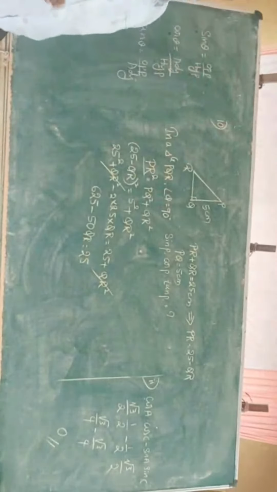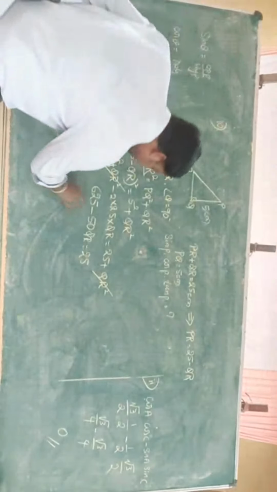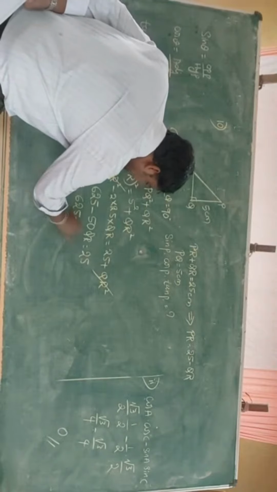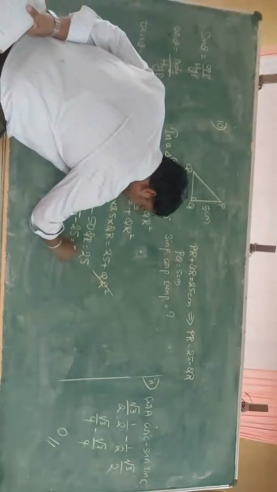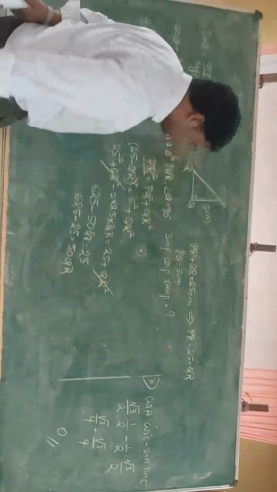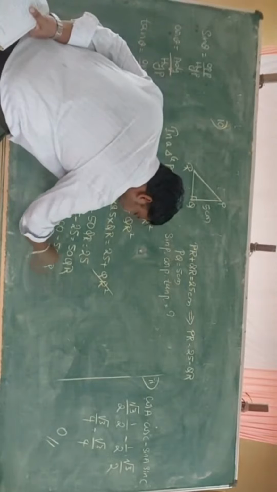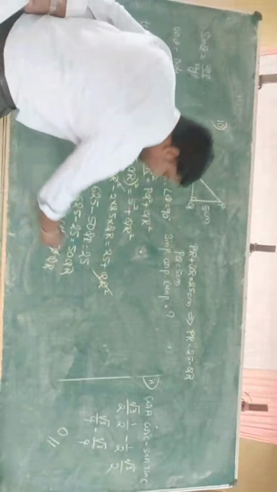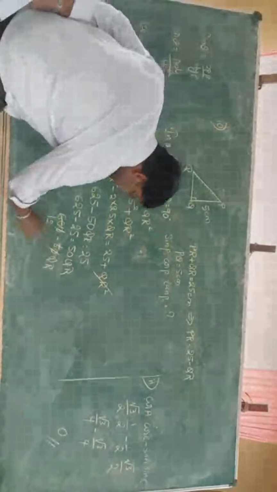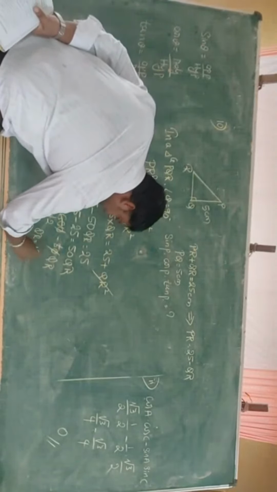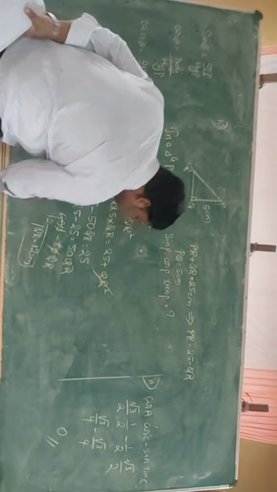Constants on one side and variables on one side. 625 minus 25 is equal to 50 QR. 625 minus 25 is 600, which is equal to 50 QR. Zero, zero get cancelled. 5 1s are 5, 12s are 60. So QR is equal to 12 centimeter.